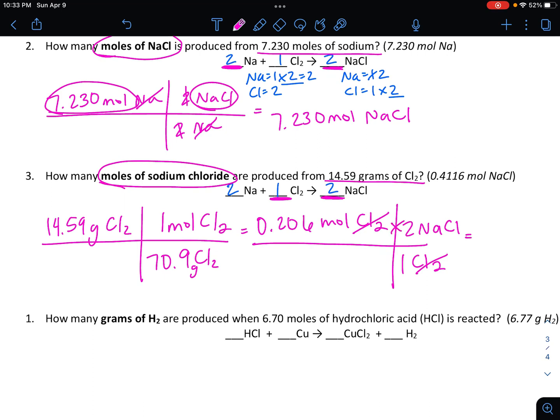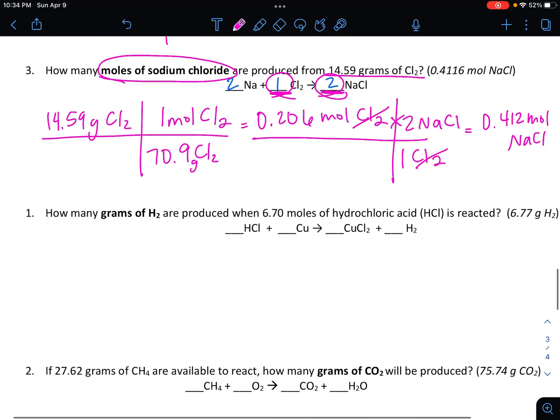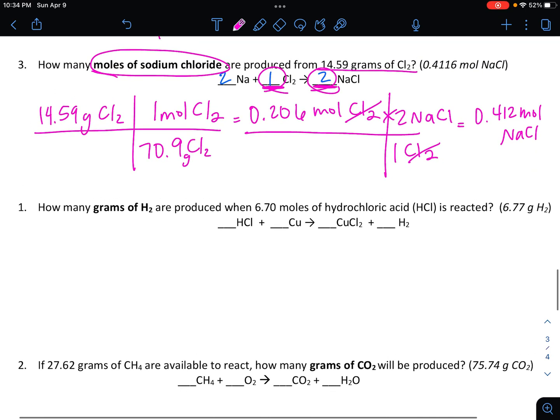I can multiply the top. So I'm left with 0.412 moles of NaCl. Okay, so remember, I'm always using my big numbers here to help me convert from what I have to what I want. Okay, and now let's look at this next one. This should really be number 4. It just kind of restarted numbering.